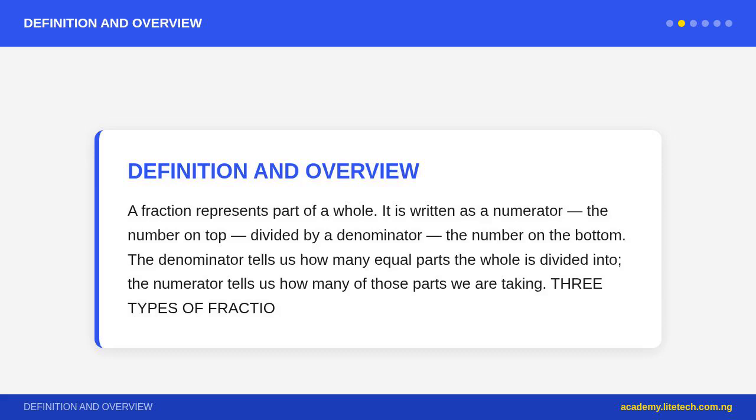Converting between types. Mixed to improper: multiply the whole number by the denominator, add the numerator, keep the same denominator. 2 3/4 equals (2 times 4 plus 3) over 4 equals 11/4. Improper to mixed: divide the numerator by the denominator. Quotient is the whole number, remainder is the numerator. 11/4: 11 divided by 4 equals 2, remainder 3, equals 2 3/4.